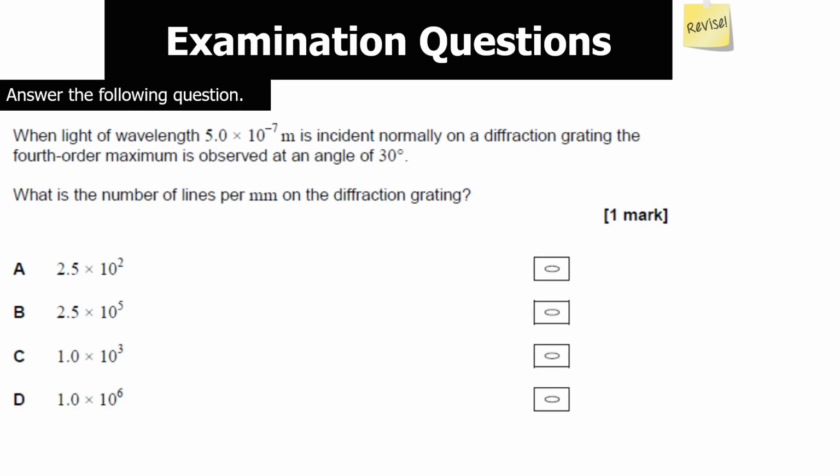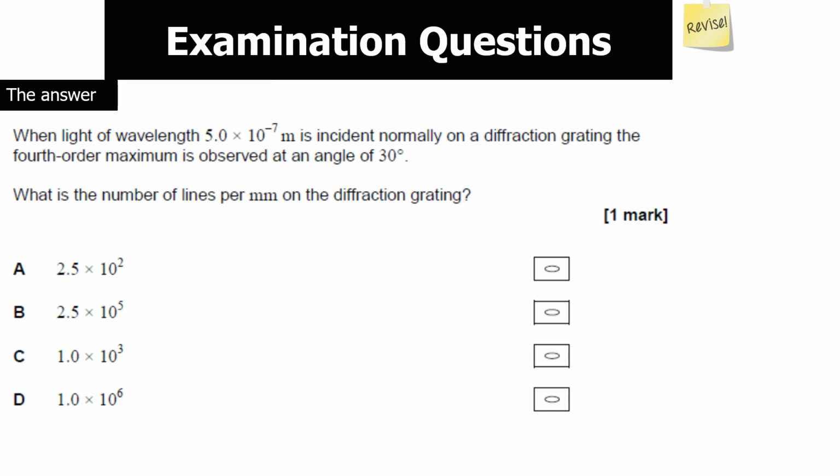The next question says, when light of wavelength 5 times 10 to the minus 7 meters is incident normally on a diffraction grating, the fourth order maximum is observed at an angle of 30 degrees. What is the number of lines per millimeter on the diffraction grating? So pause the video now, then unpause the video when you want to go through your answer.